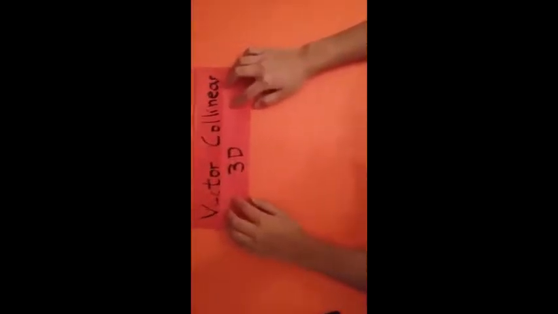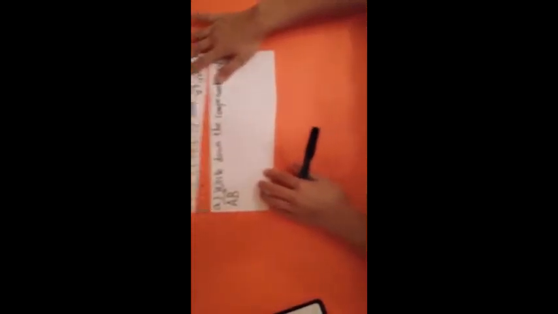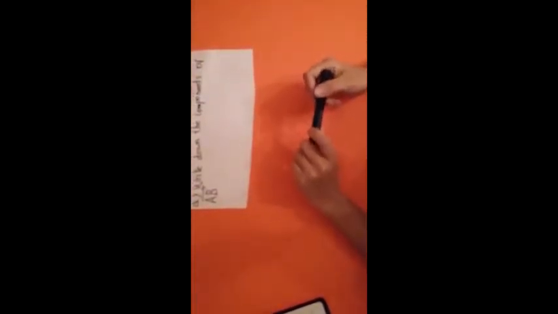So hi everyone, today I will be talking about vector collinearity in 3D. And here I have a question written down. A, B and C have coordinates of (2, 4, 6), (6, 6, 2), and (14, 10, -6). From the information we've been given, we were asked to solve for the component of AB.